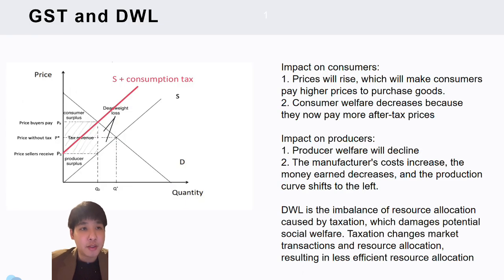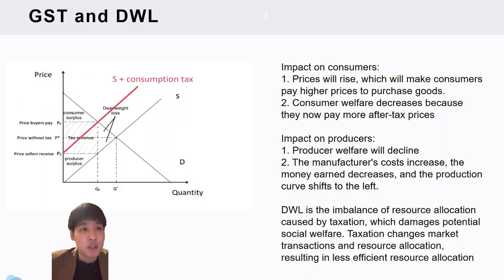Consumption tax is a common tax that affects the welfare of consumers and producers and often results in a deadweight loss. Below I will use the chart to outline the impact of consumption tax on consumers and producers, as well as the factors related to the DWL. The first is the impact of consumption tax on consumers. The first one is the price will rise, which will make the consumer pay a higher price for the goods. The second one is that consumer welfare decreases because they now pay more after tax, represented on the chart as the price rising to PB.